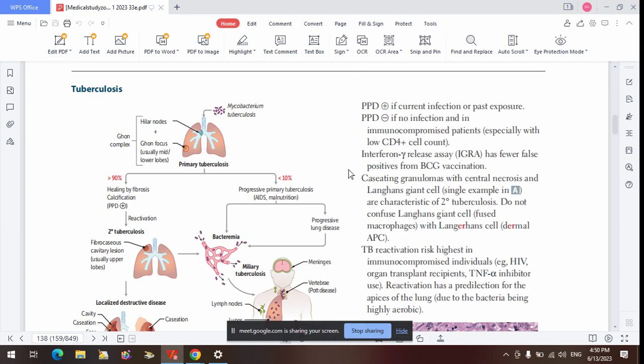So if you just want to palm it, just stick to the center. So it's either the center or lower lobe, but not the upper lobe. For the primary infection, the first time, it starts in the middle lobe or the lower lobe.